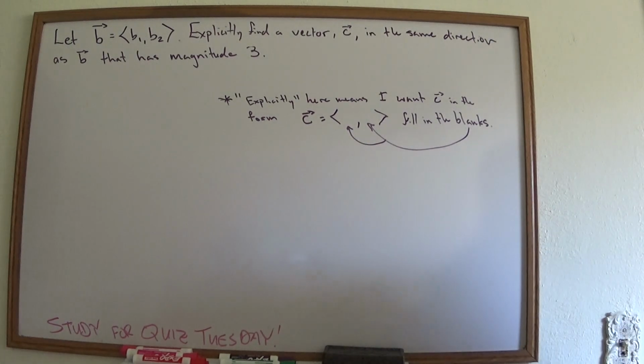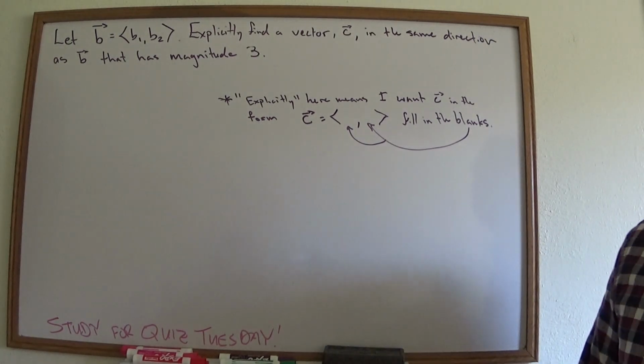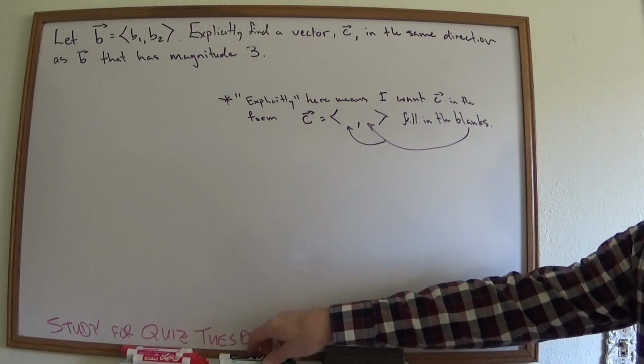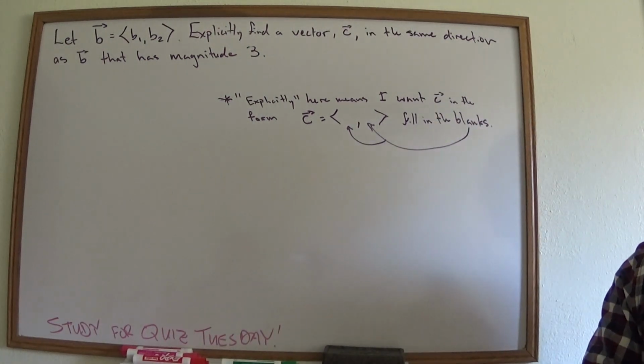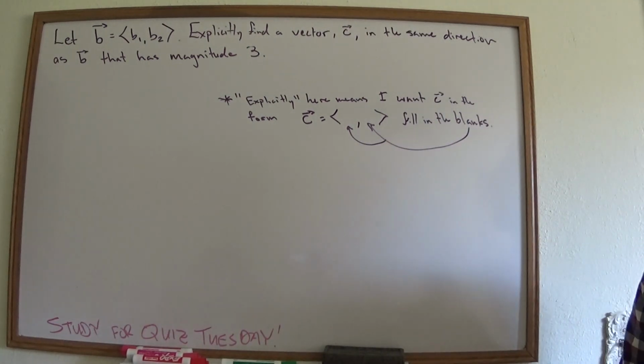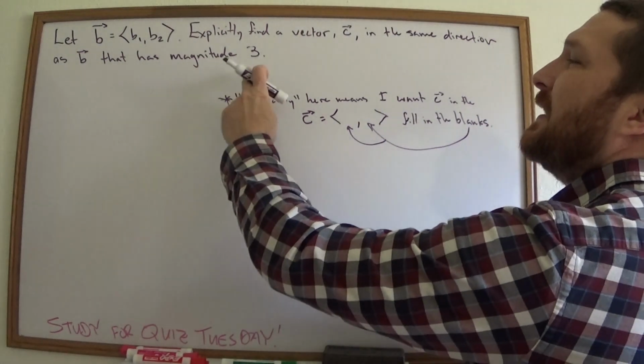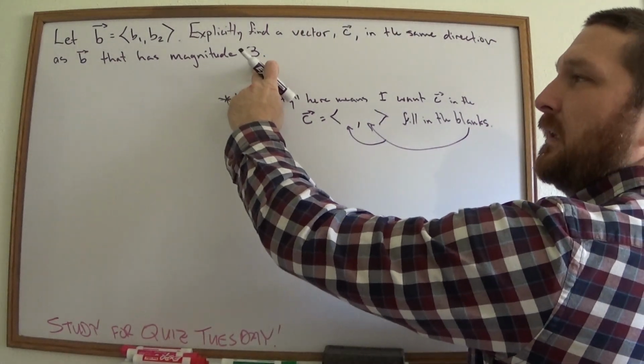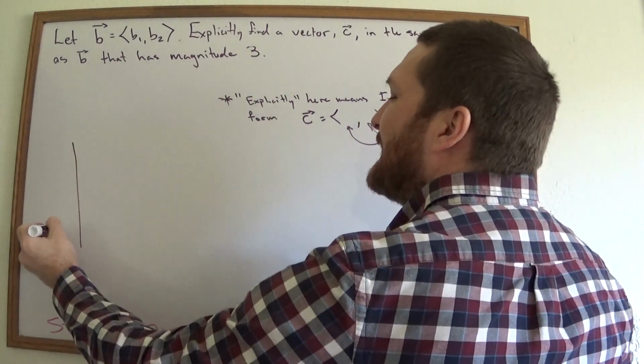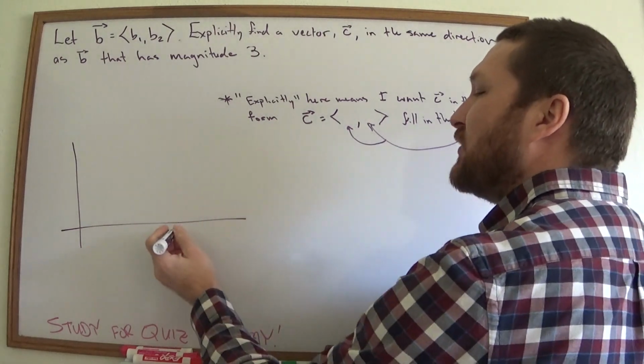So, anybody get an answer? Would it be 3b1, 3b2? No. I'm glad one of you said that, because now let's just say the magnitude is 3. Okay, so the total magnitude would be 3.